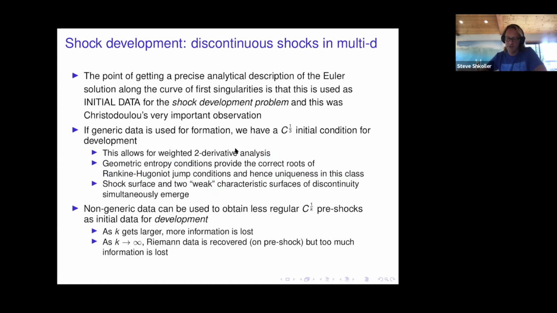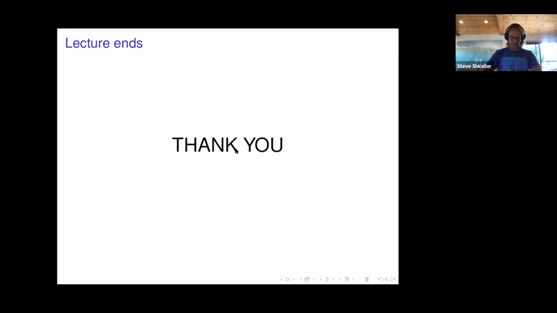If you have non-generic data, then you obtain less regular C1K preshocks. And as K gets larger, more information is lost. What happens is that as K goes to infinity, you recover Riemann data along your preshock, but too much information is lost. And as Camillo and his co-authors have shown, even entropy conditions aren't enough to recover uniqueness in that class. So that's pretty much the program. Let me end here, and thank you very much.